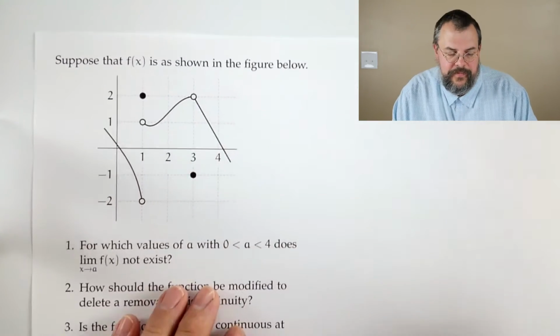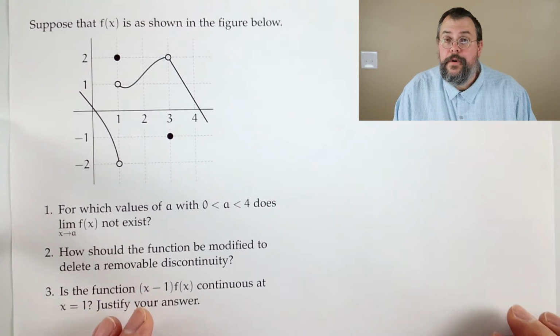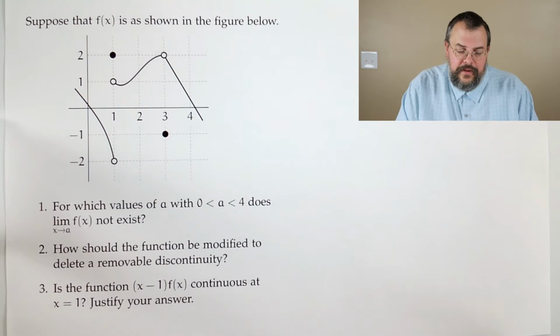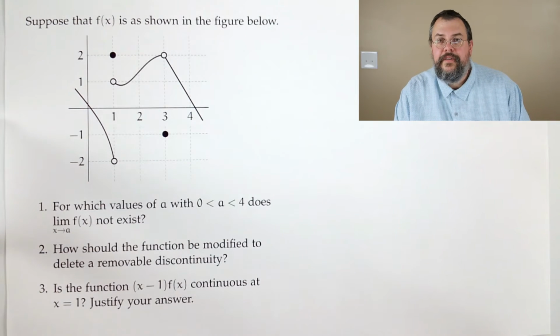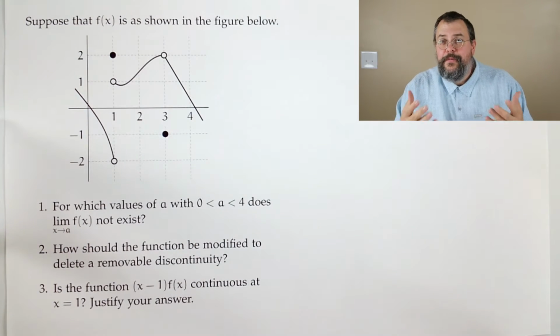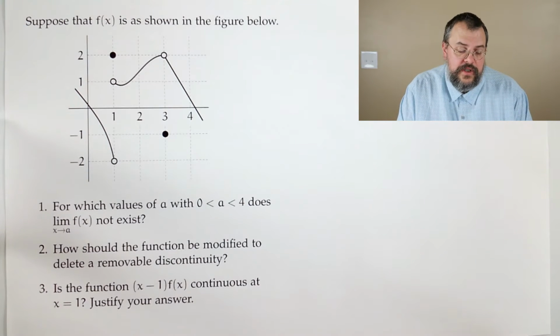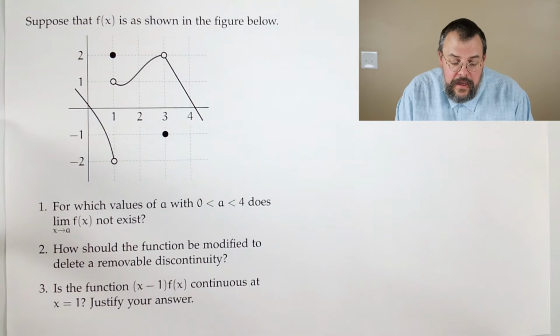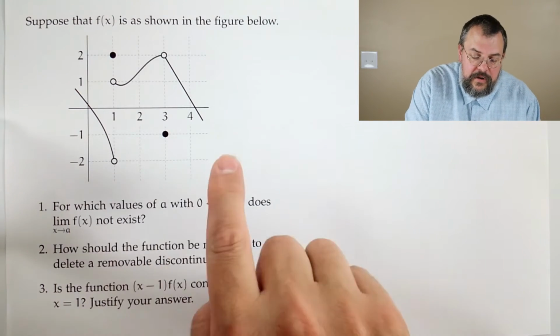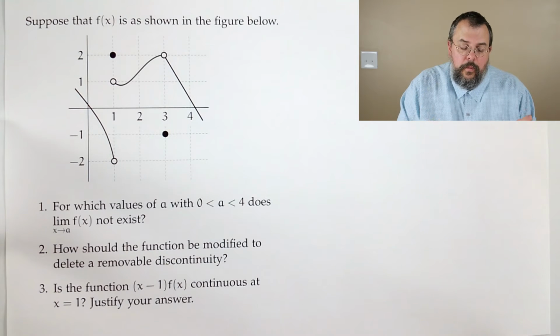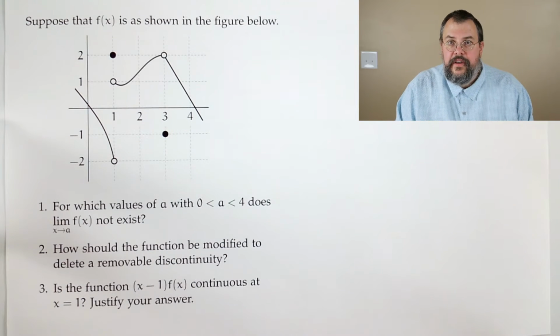Next problem. So, a picture problem. Suppose that f of x is shown in the figure below. All right, so here we go. There's f of x. So we don't know explicitly what it is, but we're going to be able to read the picture. So here's the question. For which values of a between 0 and 4, so I don't care about what's happening outside of there, is it that the limit does not exist?